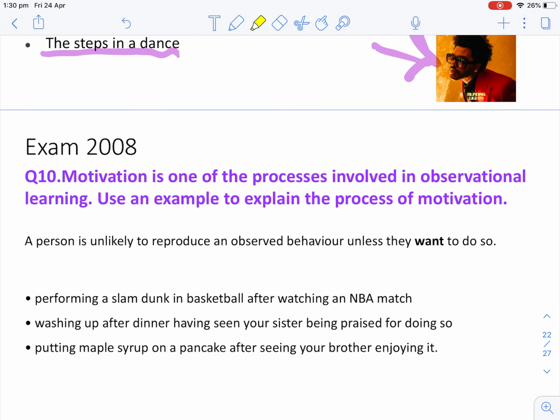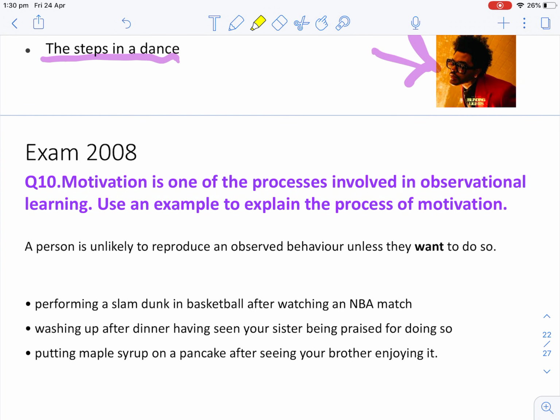This question goes back to the 2008 exam, so it's question 10. Motivation is one of the processes involved in observational learning. Use an example to explain the process of motivation. So, my answer here, a person is unlikely to reproduce an observed behavior unless they want to. So key word there that you always have to include if you're talking about motivation, you have to want to do it or have to have the desire to do it.